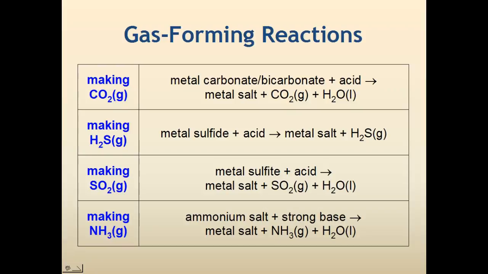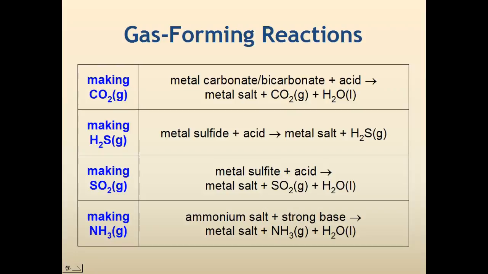Hydrogen sulfide can be formed by mixing a metal sulfide with an acid. The hydrogen and the sulfur make the hydrogen sulfide gas, and then the metal and the rest of the acid, the anion component, make the metal salt. With SO2, you need to have a sulfite. So the SO3 polyatomic combines with the hydrogen of the acid to make sulfurous acid, and that breaks down into SO2 and H2O, and the metal and the anion of the acid will make the metallic salt.